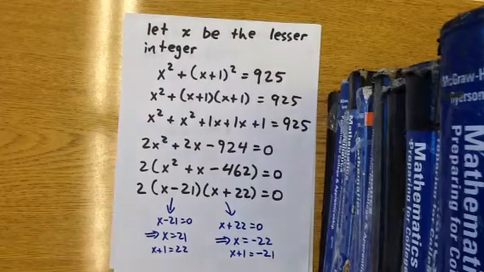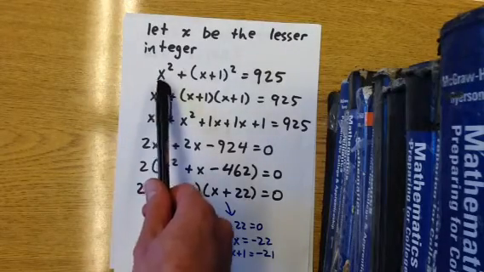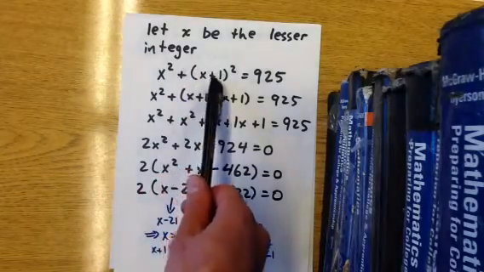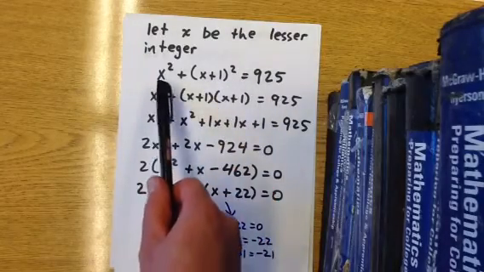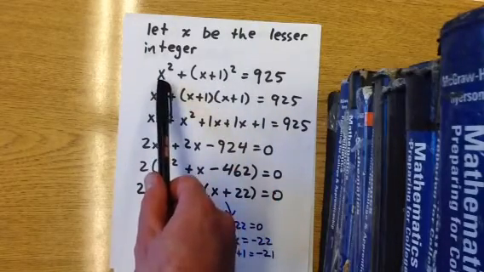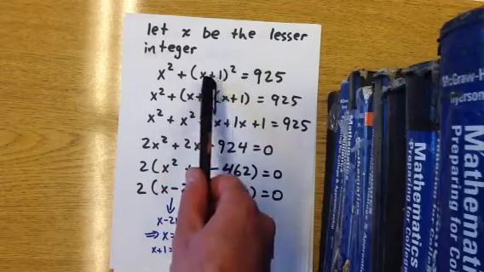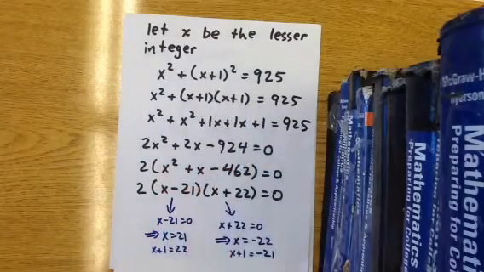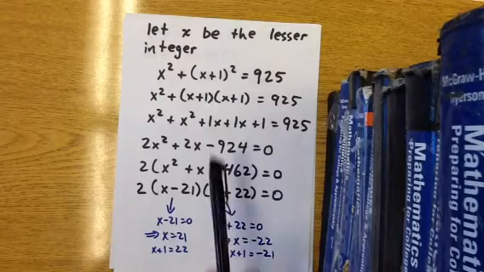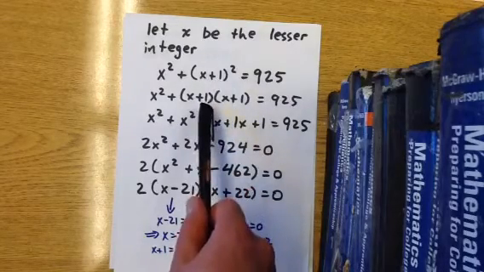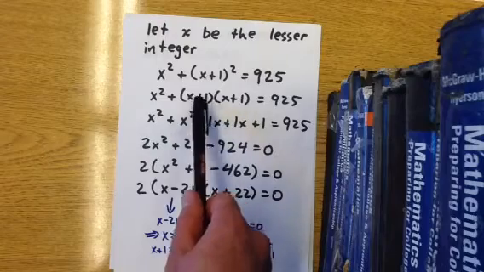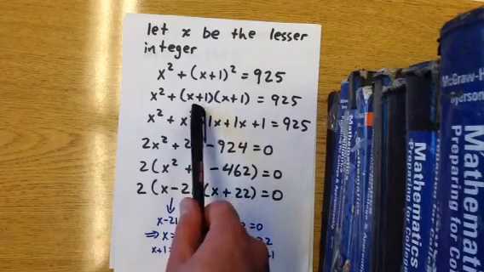And the question tells us that the sum of the squares of x and x plus 1 is 925. In other words, the first integer squared, x squared, plus the second integer squared, (x plus 1) squared, equals 925. Well, what we're going to do now is expand this so that we can get a simplified quadratic equation.